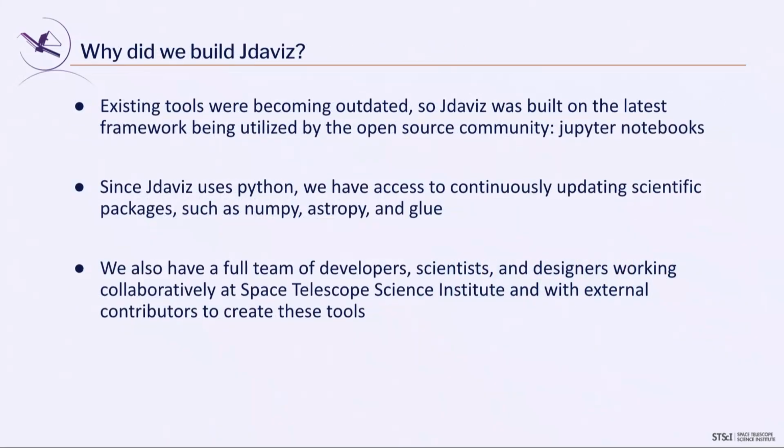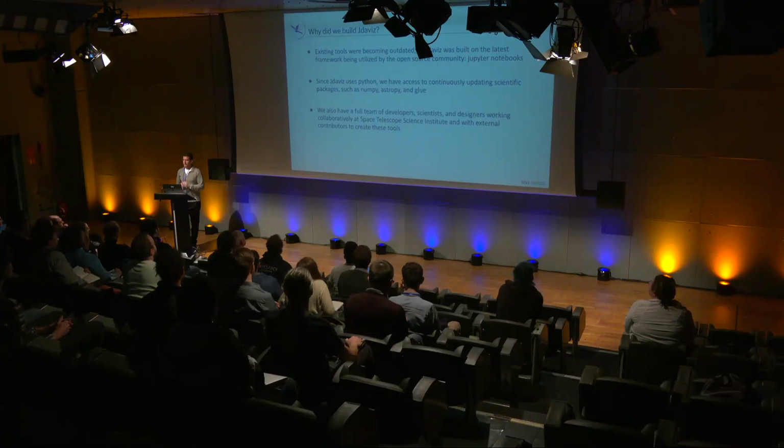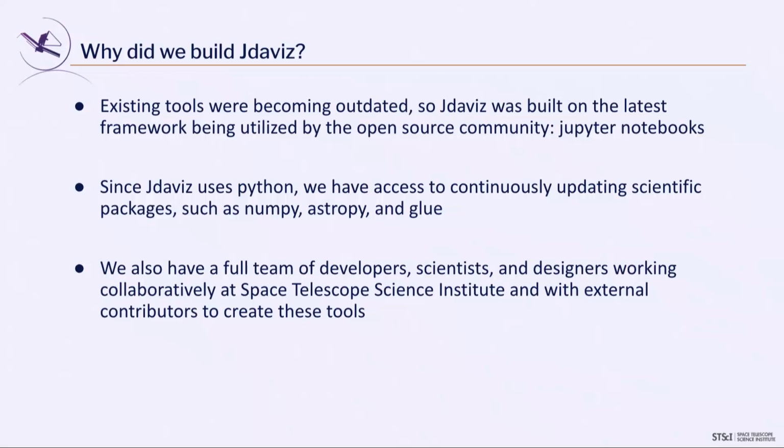And why did we build JDAVIZ? The existing tools were becoming outdated. A lot of astronomers, when I started at Space Telescope, were still using IRAF, which as of now is about 40 years old. So JDAVIZ was built to take advantage of the latest encoding standards, the latest framework being utilized by the open source community, which was Jupyter Notebooks. And since it's built using Python, we can use the latest science packages like AstroPy, NumPy, and Glue.